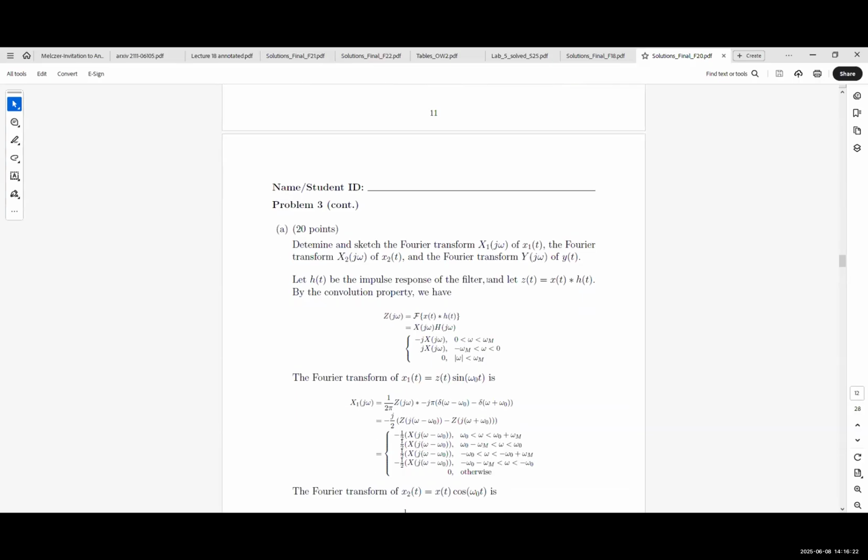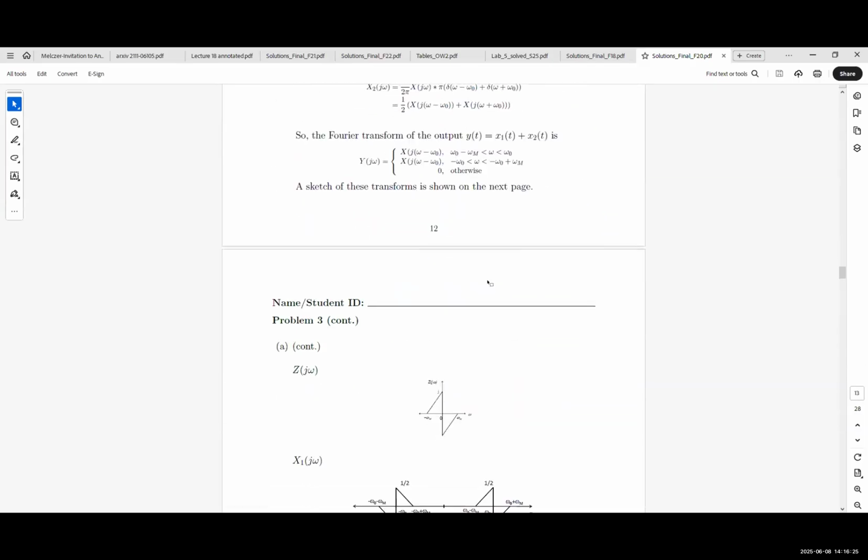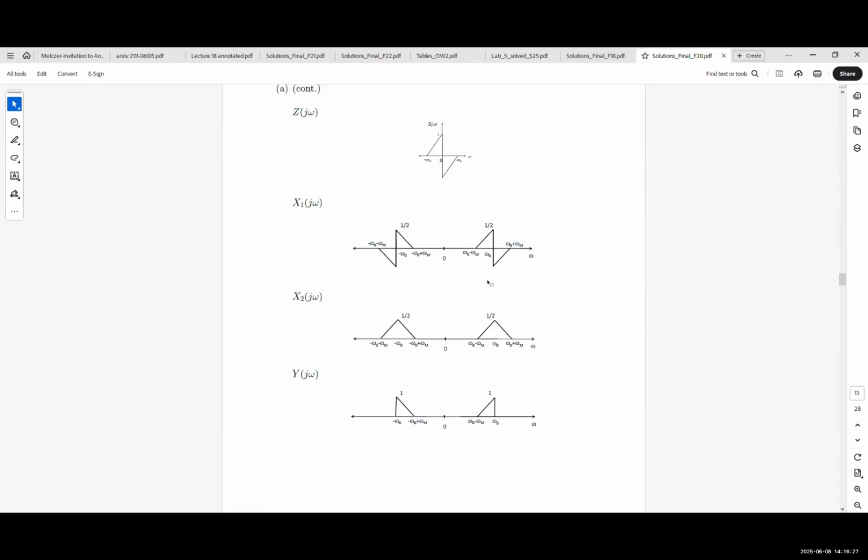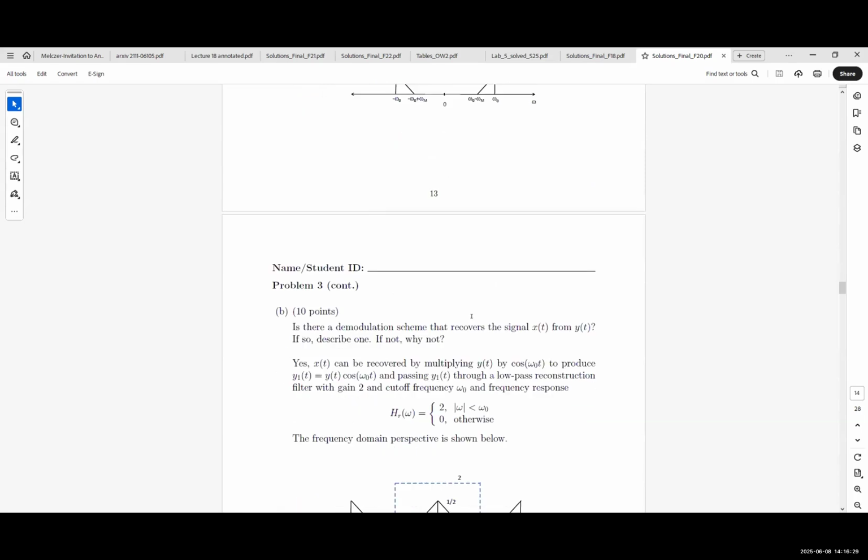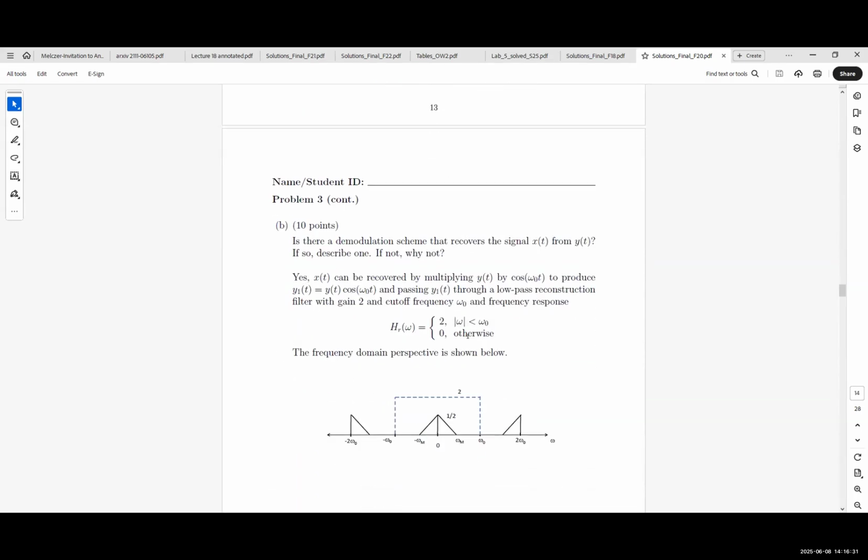Also amplitude modulation. Is that it? I have a question on part B, the demodulation. The answer shows that we can demodulate by multiplying by a cosine. So how do you know that we can get the signal back after a bunch of modulations and filtering?